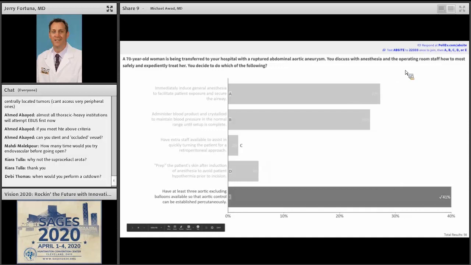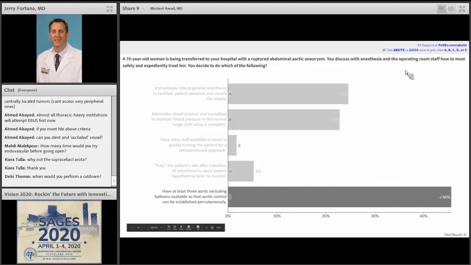Okay, good. Except we're kind of all over. All right. So for A, you don't want to immediately induce general anesthesia in someone who you're concerned about having a rupture and likely already hypotensive. What this can do is generate cardiovascular collapse as you relax the patient. You take away all of that sympathetic response that's actually keeping them alive.